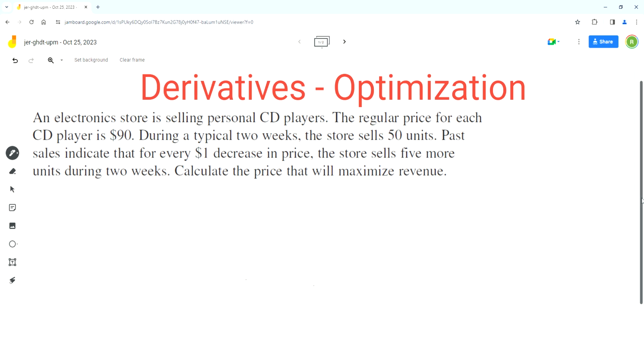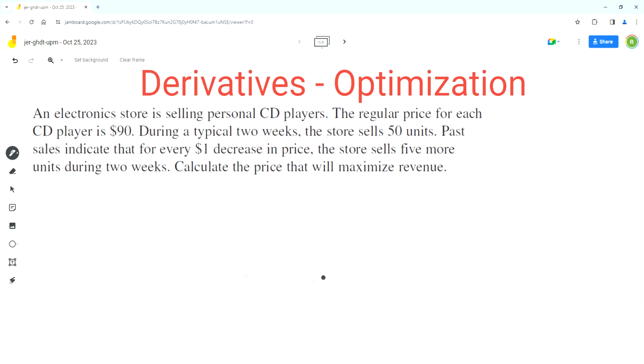So in this video, we'll solve this word problem using the concepts of derivatives. As per the problem, an electronics store is selling personal CD players. The regular price for each CD player is $90 and during a typical 2 weeks, the store sells 50 units. Past sales indicate that for every $1 decrease in price, the store sells 5 more units during 2 weeks. And we have to calculate the price that will maximize revenue.